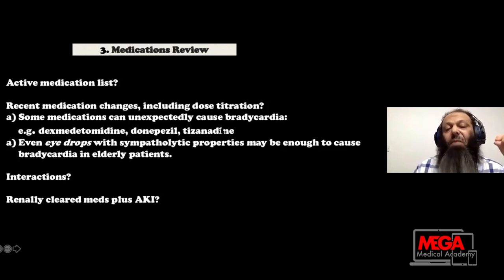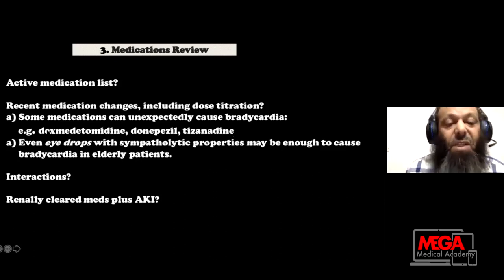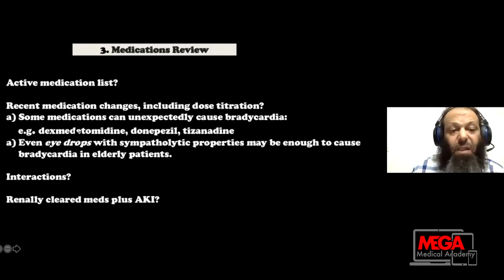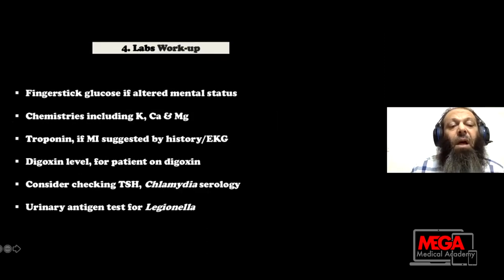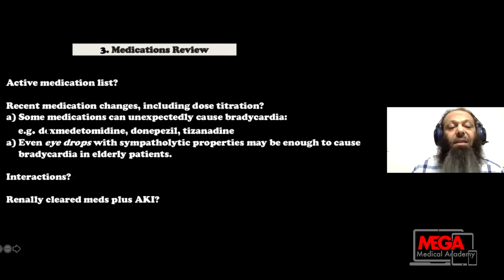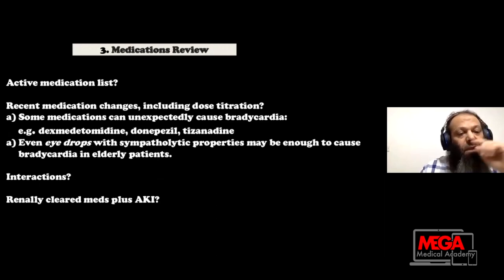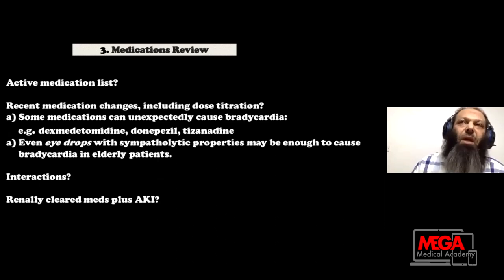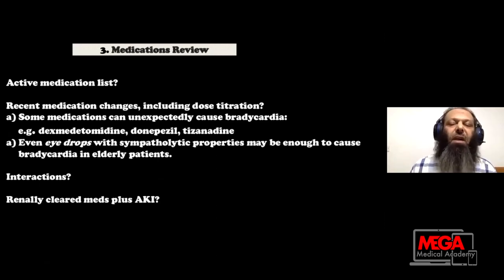Tizanidine, this is for muscle spasticity, and also it can cause bradycardia. Of course, in the ICU, we are using Precedex or dexmedetomidine. We are using it frequently. So if you start the dexmedetomidine and the patient became bradycardic, think about the dexmedetomidine. If you are using propofol at a high dose and the patient starts to have severe metabolic acidosis and bradycardia, think about propofol infusion syndrome.